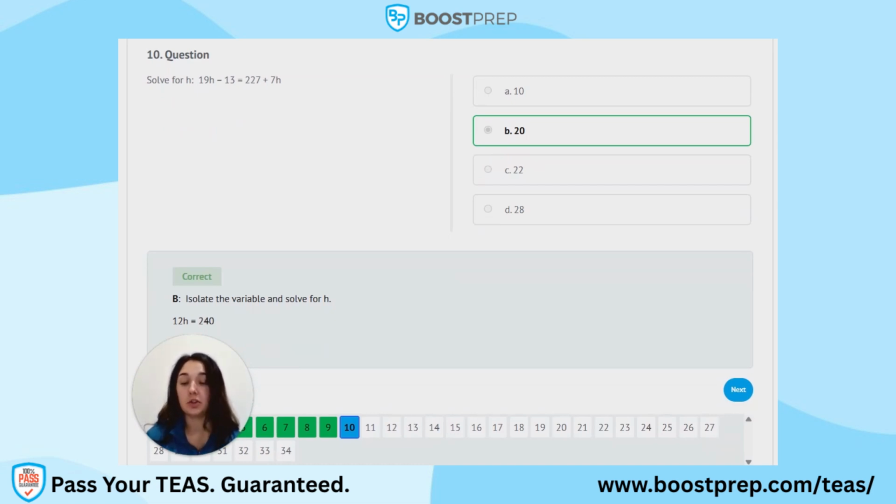So in this equation, you want to once again isolate the variable, solve for h. So you want to get the h's on one side and the numbers on the other side. If you do plus 13, you get 227 plus 13, and get 19h and 7h on the same side, so subtract 7h. That gives you 12h equals 240. You then divide h by 12 to get h by itself, and 240 by 12, that gives you 20.